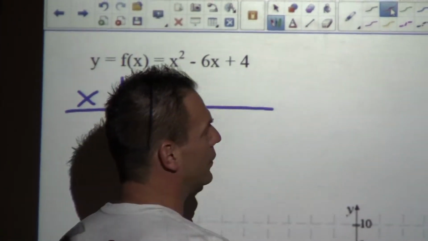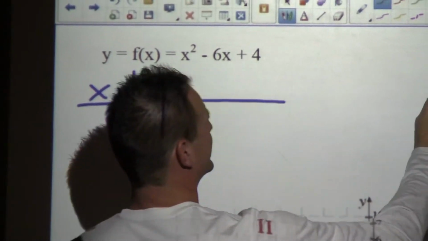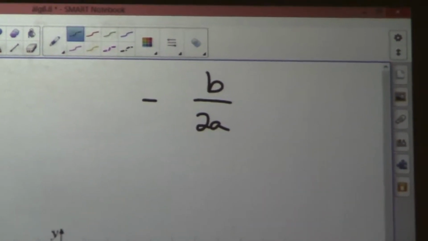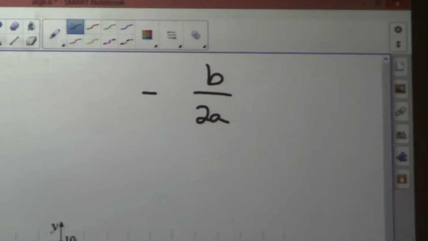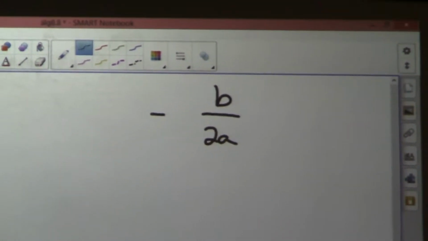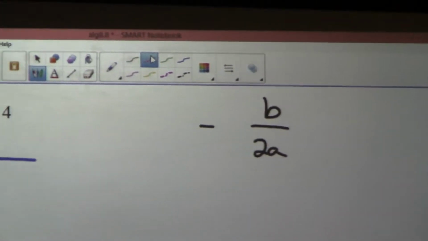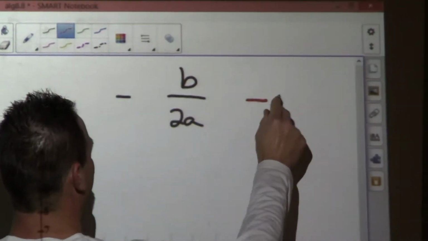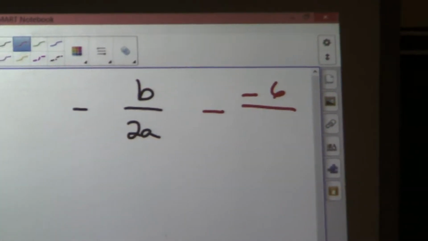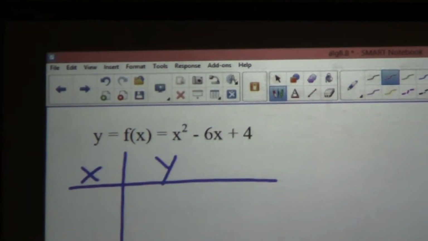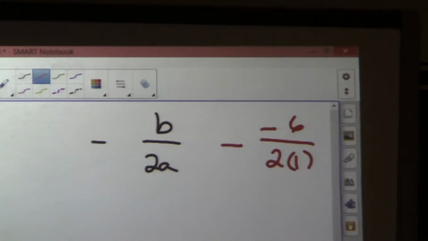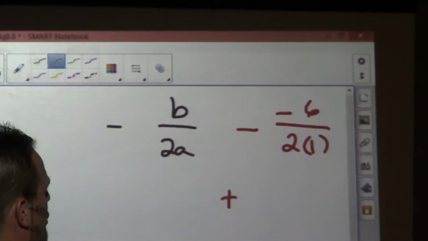I need to use the formula that we were using yesterday, which is the negative b over 2a. We're trying to find the vertex. This is the formula to find vertex. What is the b value here? Negative 6. So I'm going to substitute that now. So I have a negative 6 over 2 times a. What's the a value? 1. So I'm going to have 2 times 1 in the denominator. Let's evaluate that. A negative is positive. 6 over 2 is 3.